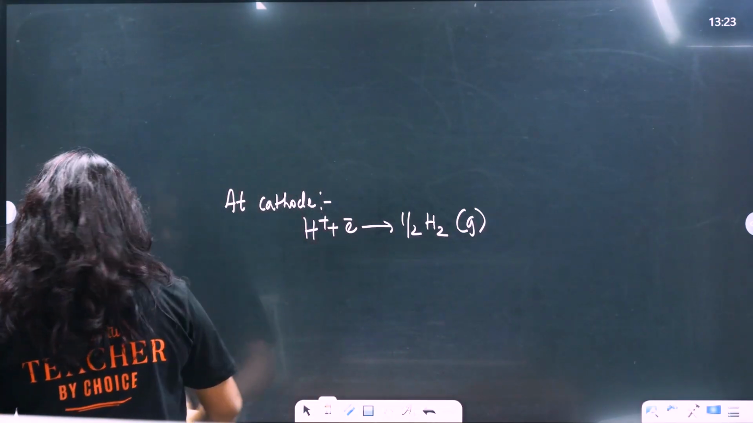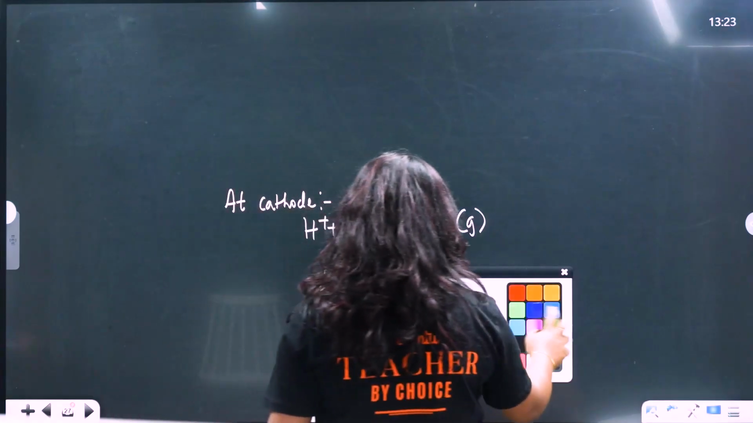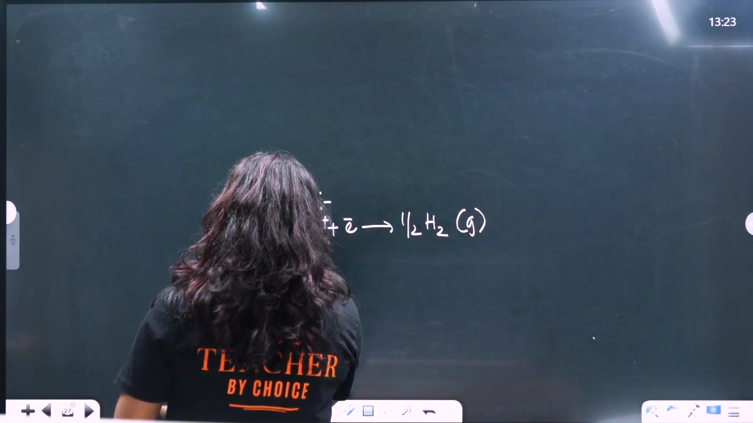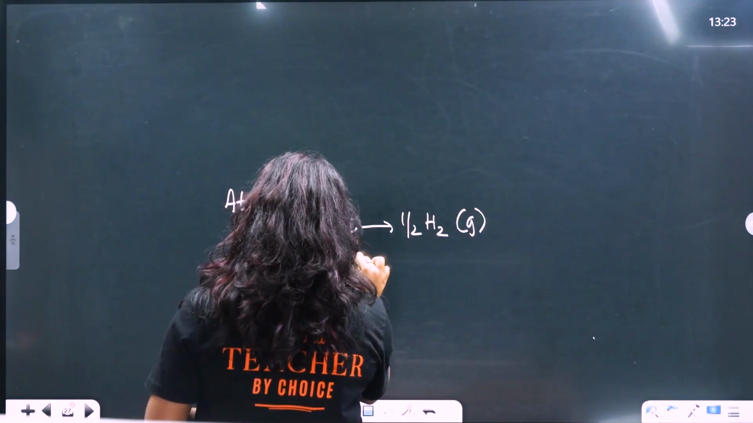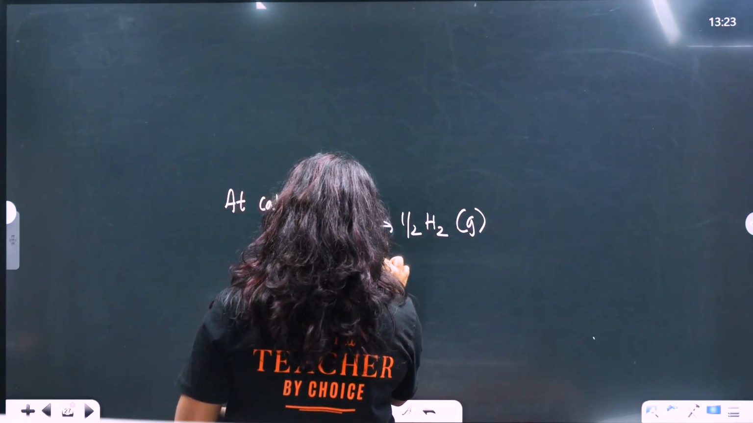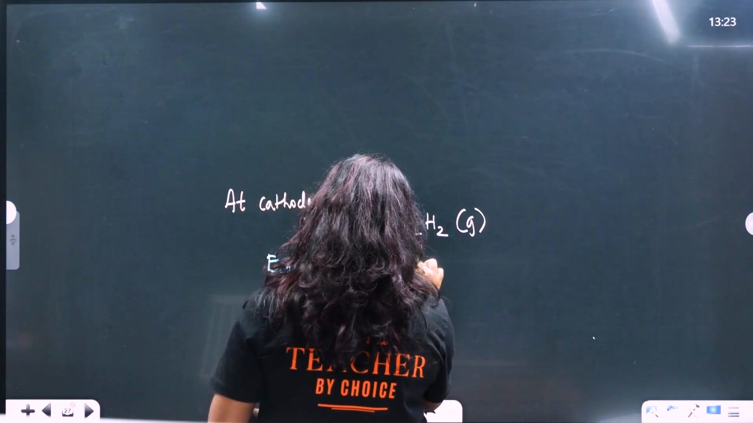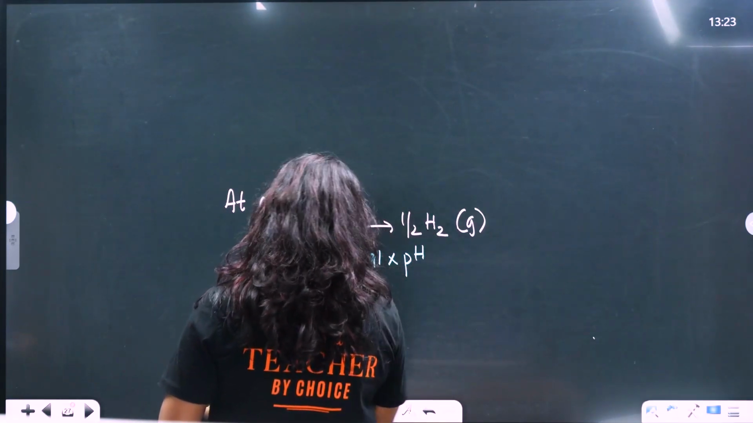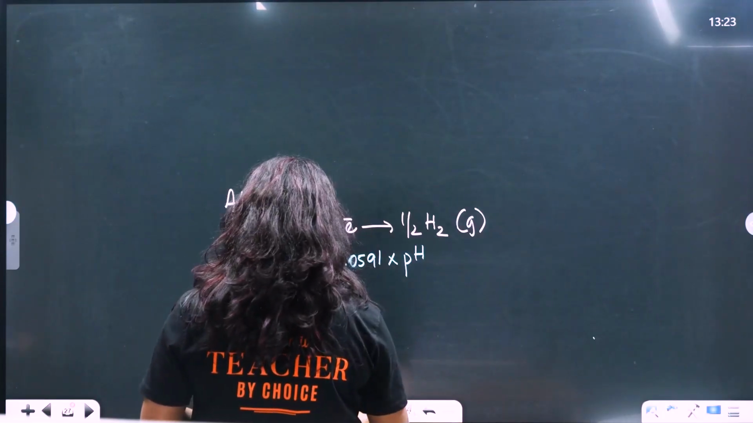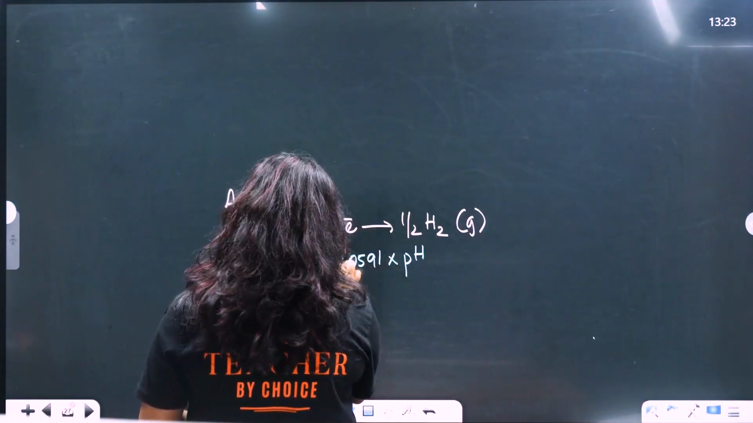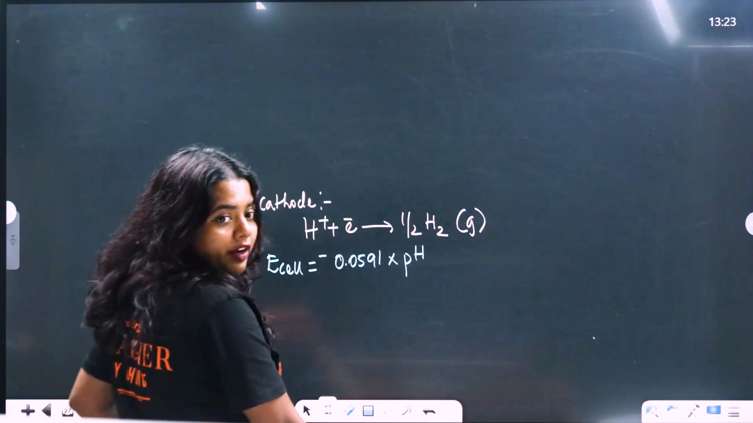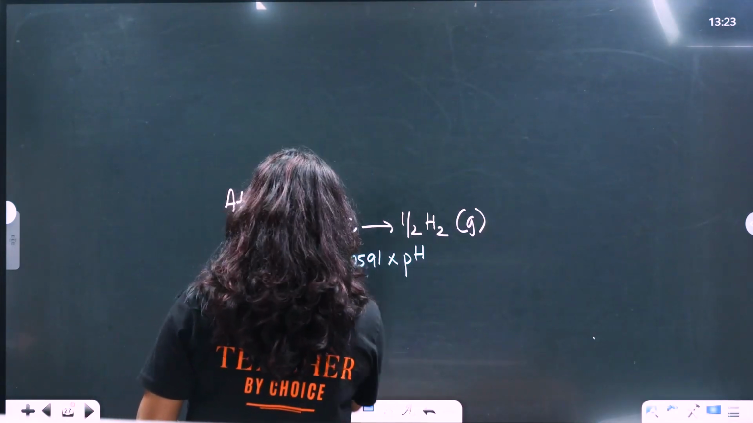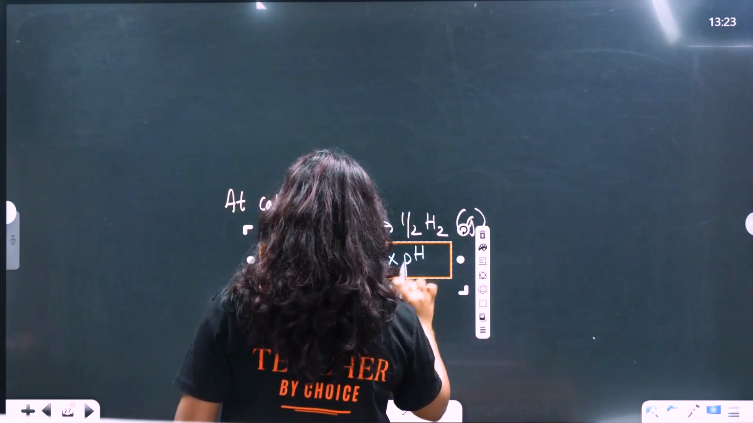Now, when this hydrogen is in the cathode, its E cell will be minus 0.059 into P raised to H, where P raised to H means P of H. This will be the value. Okay, you have to make a note of it.